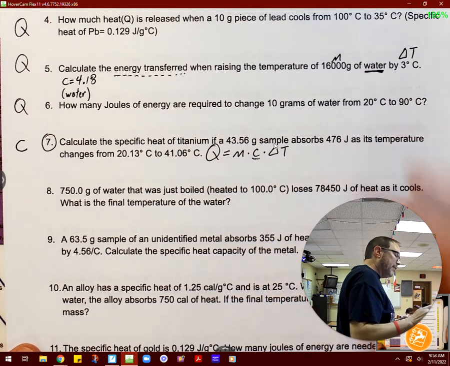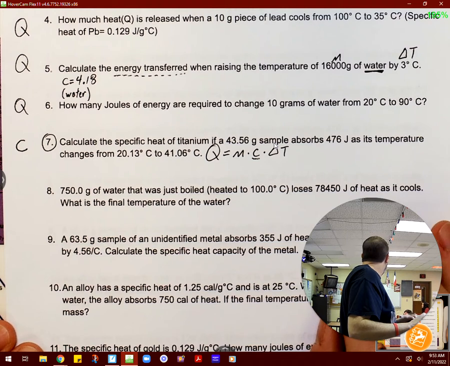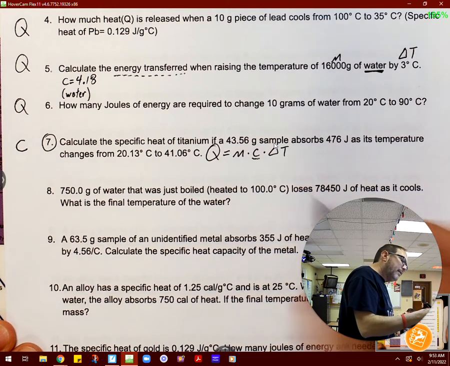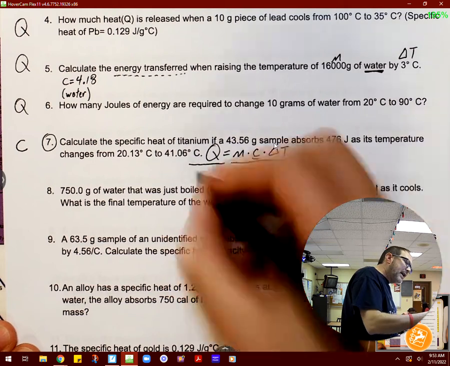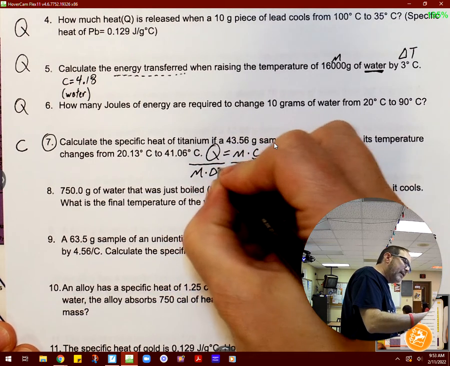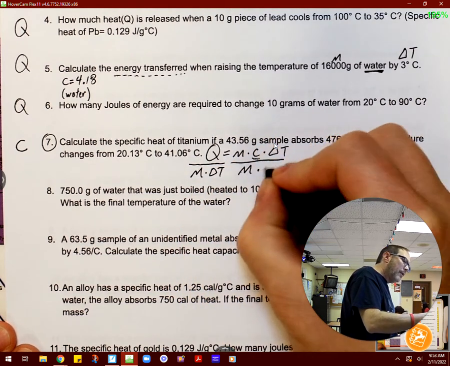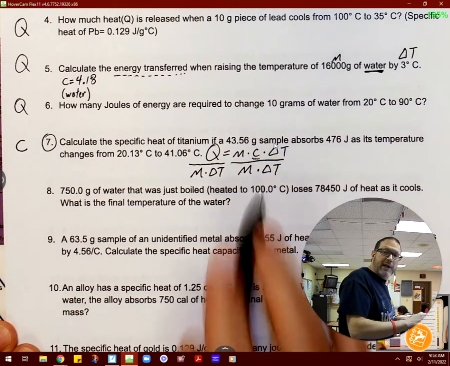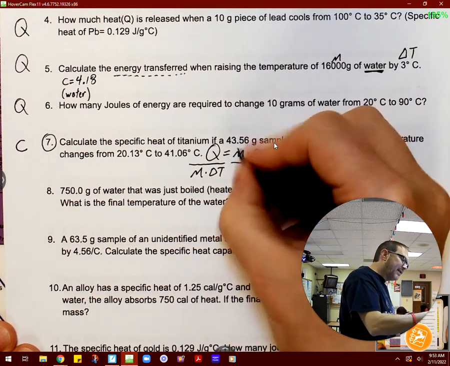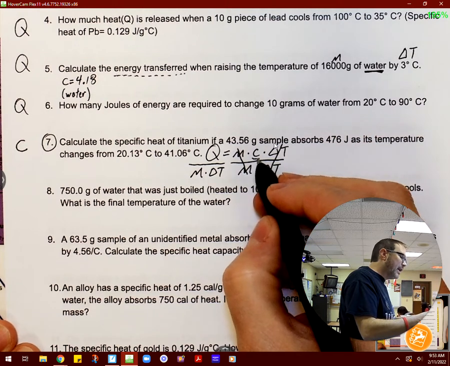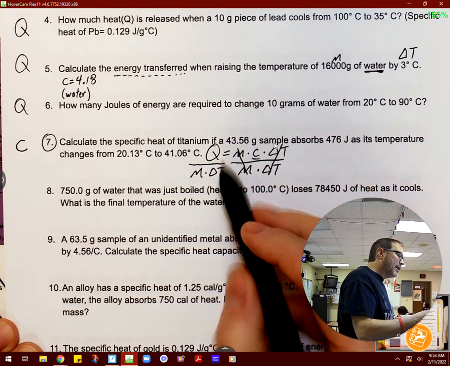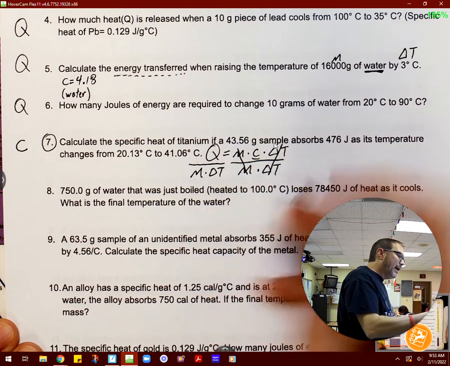I'm going to be doing some division. What am I dividing by? M. And since it's algebra, I divide both sides by M delta T, right? On the right-hand side here, mass divided by mass cancels. Delta T divided by delta T cancels, so I'm left with C, which is what I need. So to solve for C, it's just going to be Q divided by M delta T.